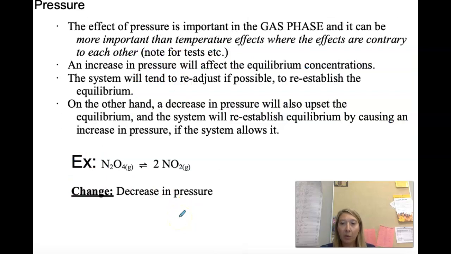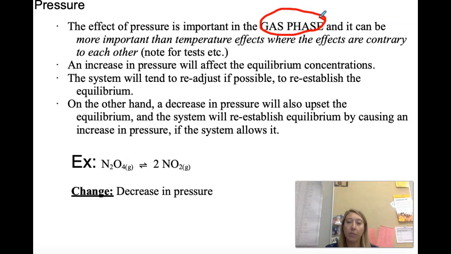Okay, so next one is pressure. When we are talking about pressure, pressure only matters for gas molecules. And the reason it only matters for gas molecules is they are the only molecules that are actually going to create pressure on the walls of a container.